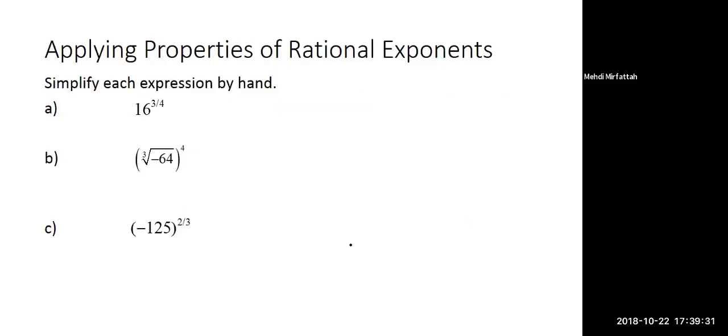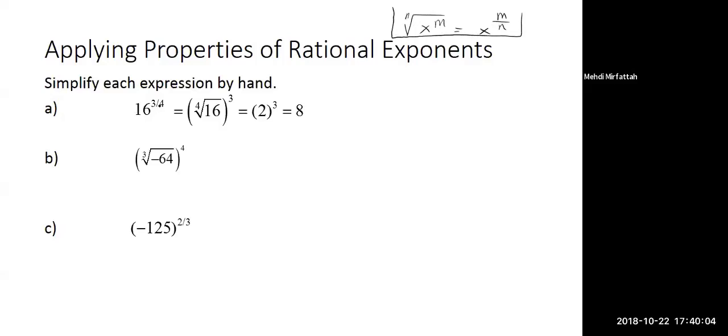So let's take a look at these examples. You should be able to, in this section, simplify each expression. We'll do it by hand. So the first one is 16 to the power of 3 over 4. Now, remember, there's one relationship that you have to put here. The nth root of x to the power of m is equal to x to the power of m over n. You really need to remember this one.